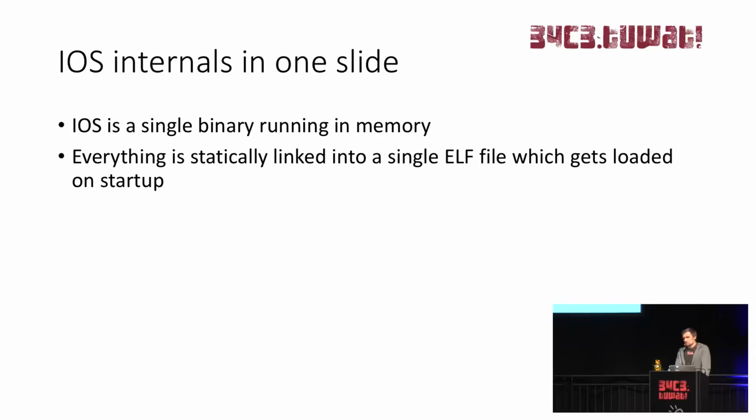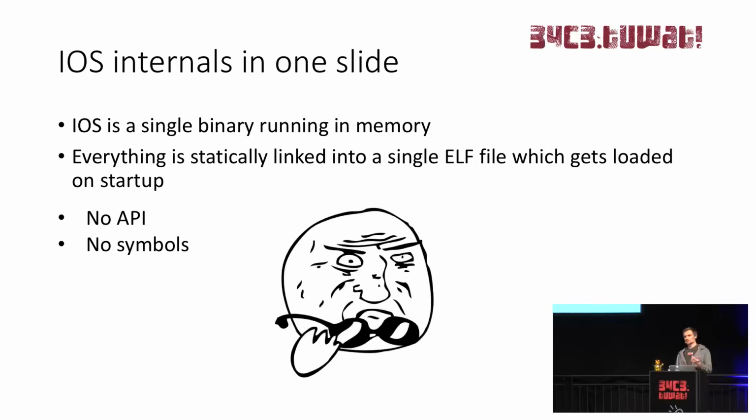So basically, if I were to tell you how IOS works in one slide, it's a single binary running in memory. Everything is statically linked into a single ELF file, which gets loaded on startup. Of course, you have no API whatsoever, and it has no symbols whatsoever. Yes, there is a glibc library at the end of the firmware, but it's also kind of hard to use because you have so many different versions of firmware, and the offsets jump, and you don't know the exact location of those functions.